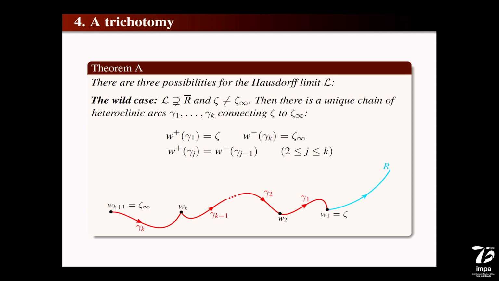And the third case, which is wild, is when zeta and zeta infinity are completely different. And the claim is that now that these are different points, there has to be a unique chain of heteroclinics, gamma 1, gamma 2, etc., connecting zeta, which is the first landing point of R, to zeta infinity, which is the end of this chain. So there are finitely many parabolic points on the way.